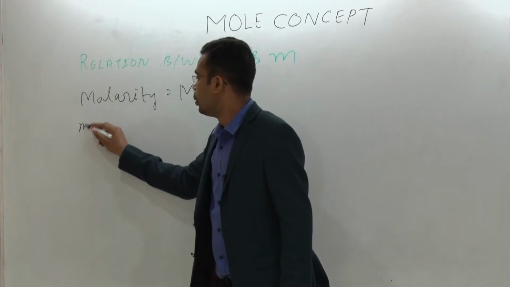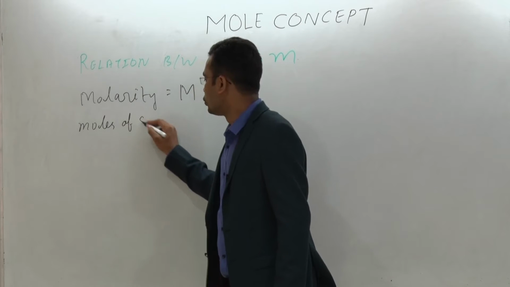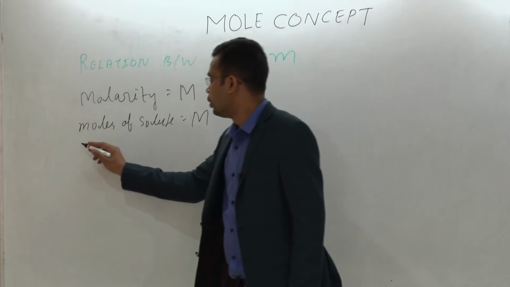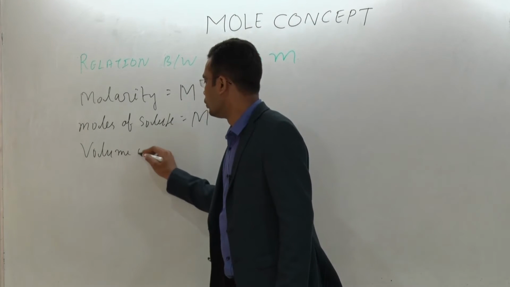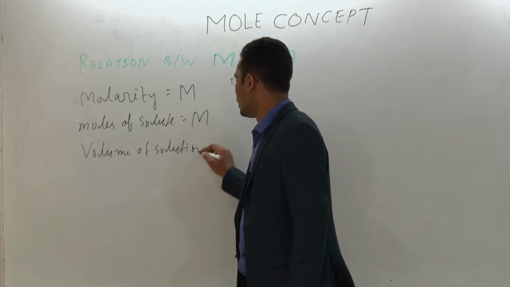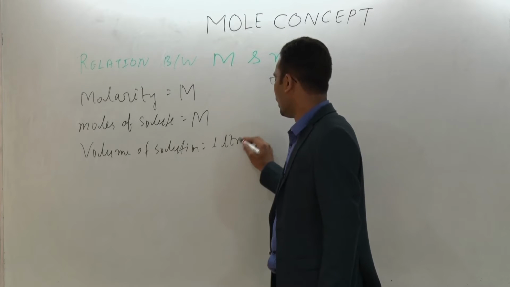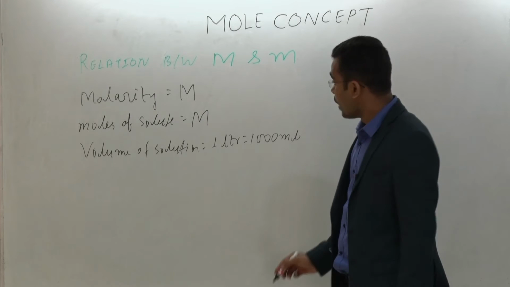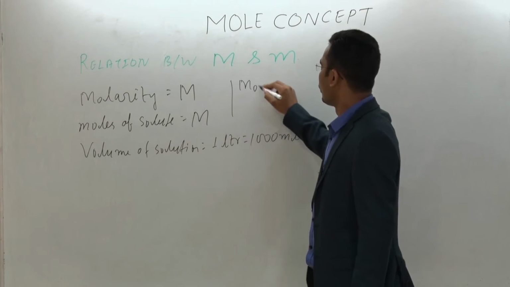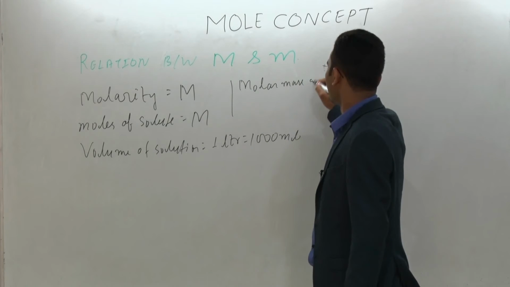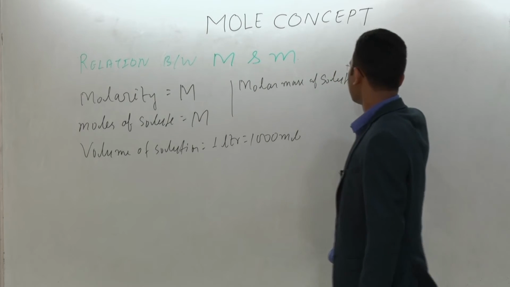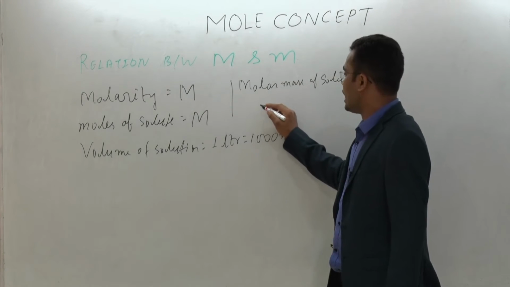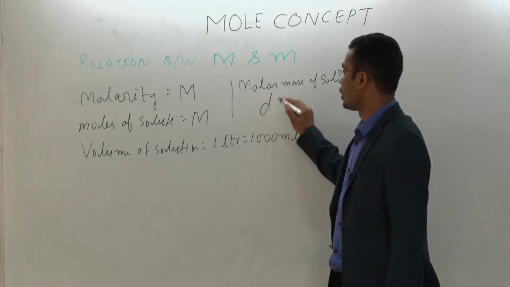Therefore, moles of solute is equal to capital M, volume of solution equal to 1 liter. It means 1000 ml. And you have to assume the molar mass of solute is equal to M1 and the density of solution, you have to assume this as D.